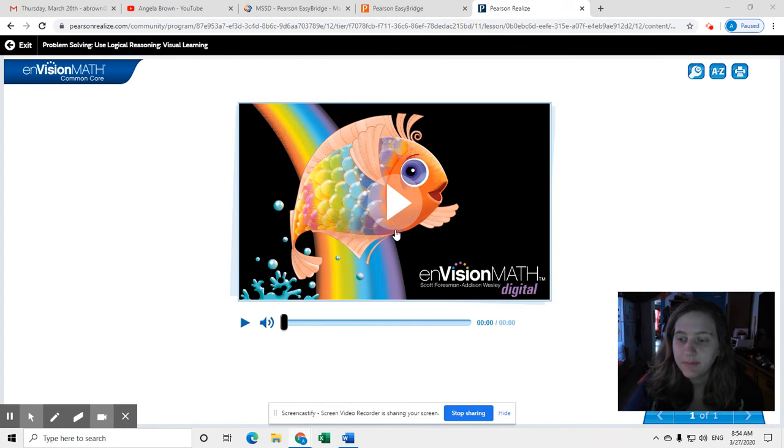This is the problem-solving section of our math lesson. So we're going to use logical reasoning. Now, logical reasoning means thinking and using what we know about math to solve a problem. All right, let's see what the problem is.